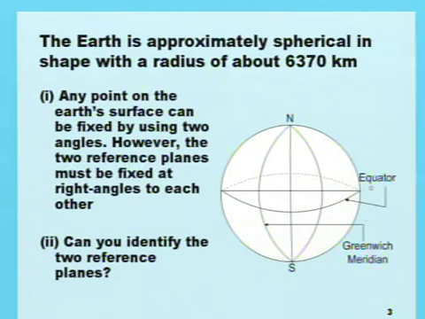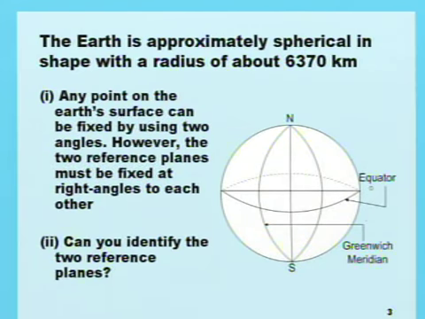The Earth is approximately spherical in shape, with a radius of about 6,370 kilometers. Any point on the Earth's surface can be fixed by using two angles. However, the two reference planes must be fixed at right angles to each other.